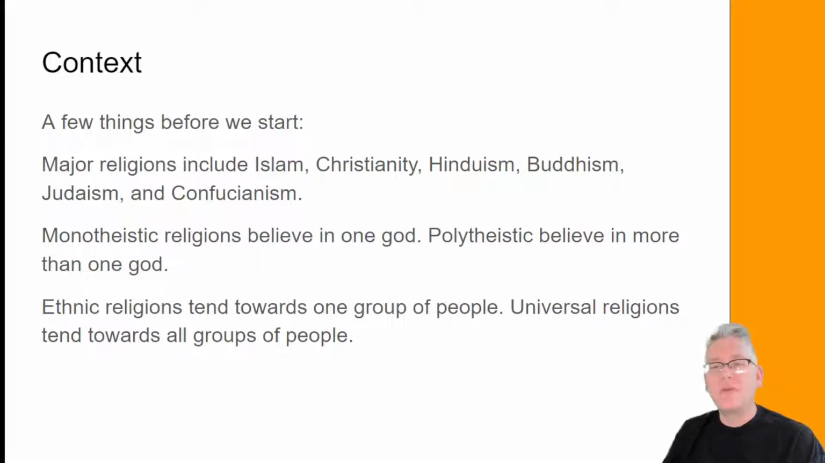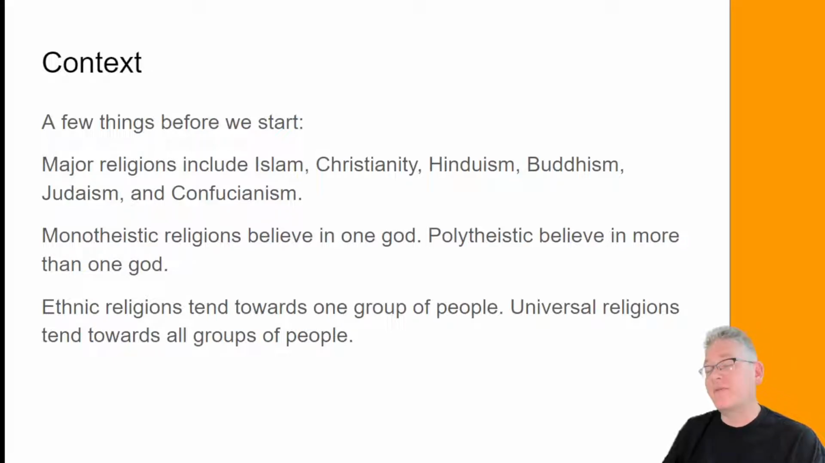Something to remember: monotheistic religions believe in one God. Polytheistic religions believe in more than one God. Also, we have what are known as ethnic religions, which tend towards one group of people, or universal religions that tend towards all groups of people. This is not a hard and fast thing. Some people, in fact, disagree. Some Hindus don't think that it's necessarily an ethnic religion, but these are convenient terms for us to use.